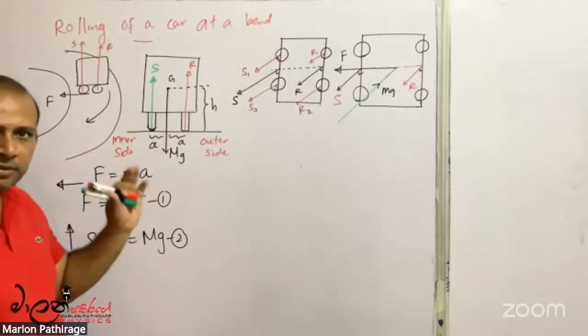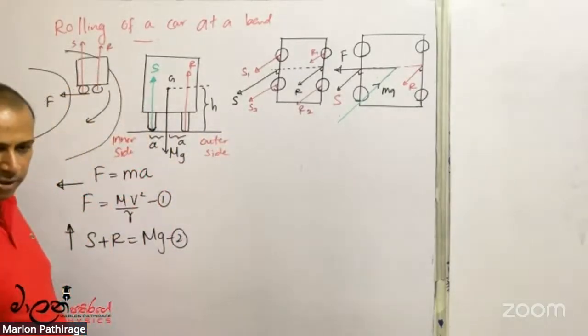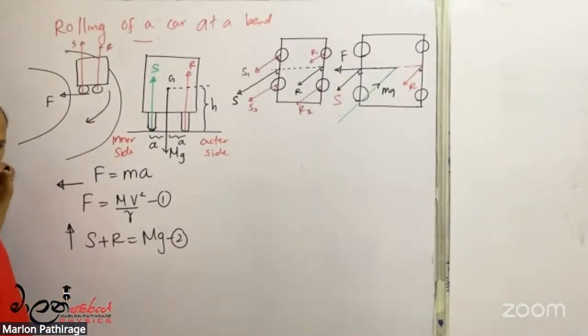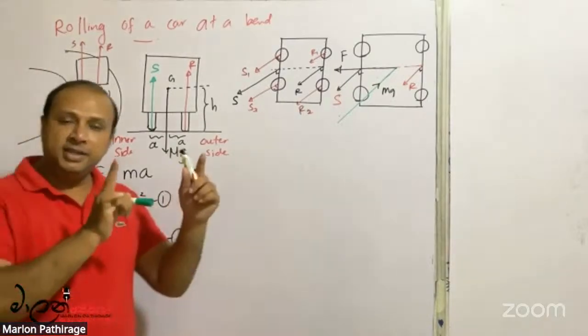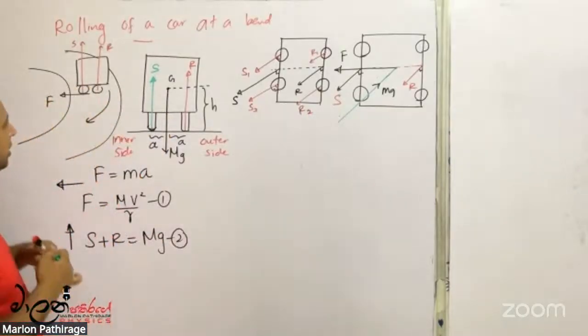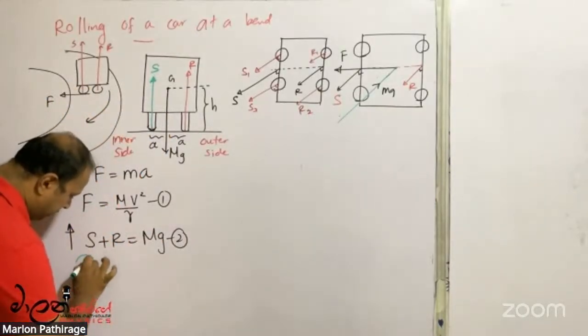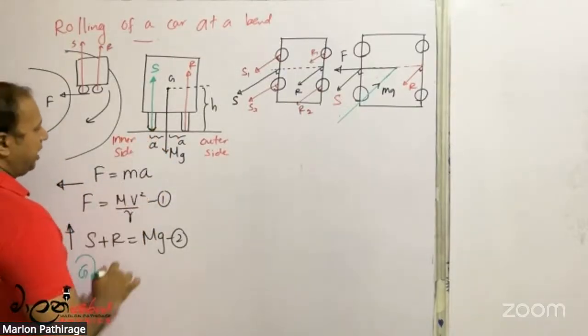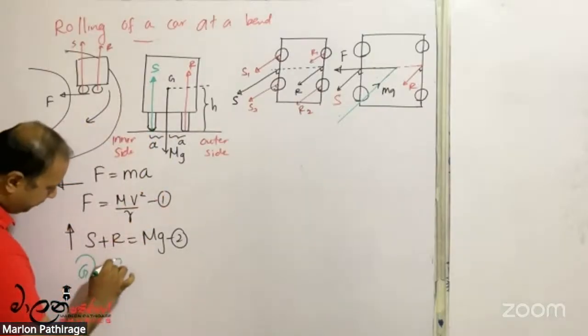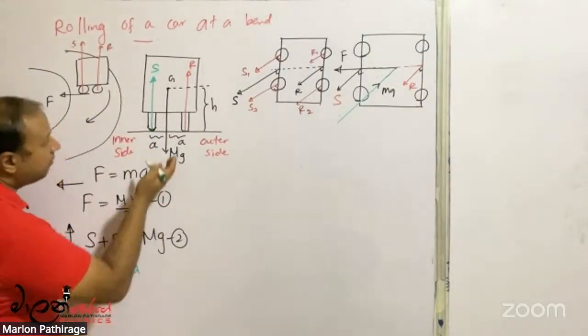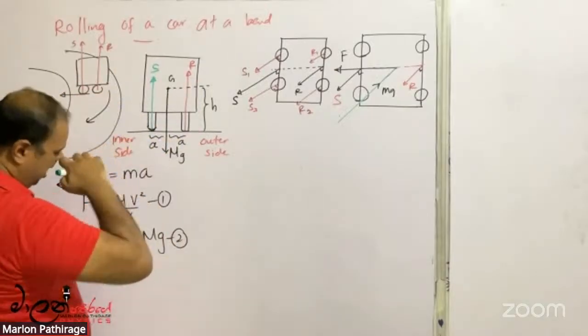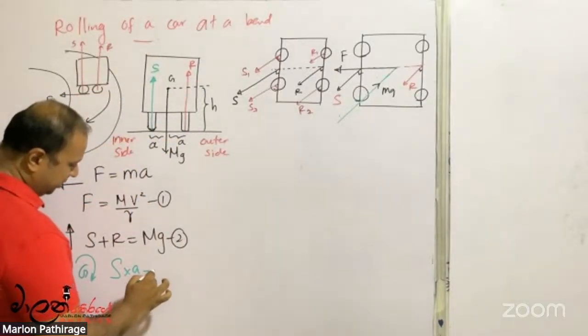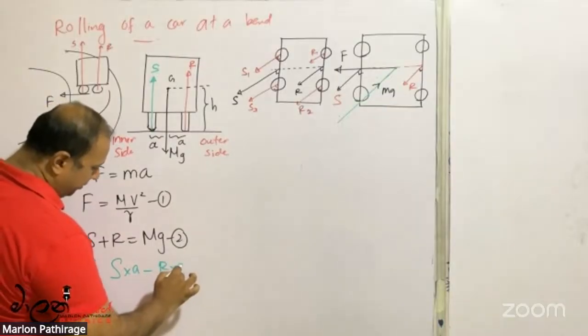If you got this one, please raise your hand. Those are the applications that you know to solve. Okay. Then the third application is taking moments. If I take moments about G, S into A, S into A, and the other way, R into A, minus R into A.